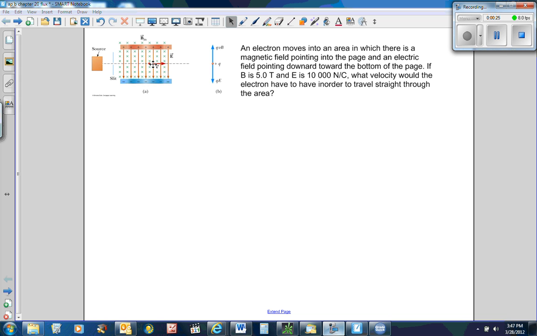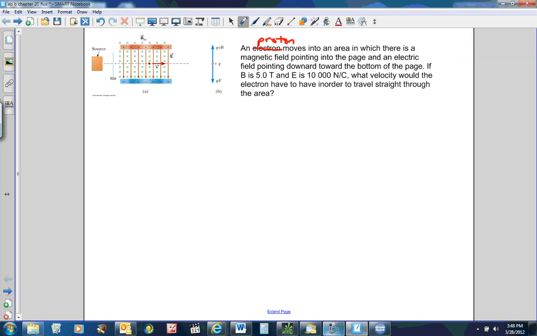So you could put your fingertips into the page, your thumb would go to the right, and your palm faces up toward the top of the page, meaning that the magnetic force would put a force, and they have it here, QVB, upward on that electron, or I'm sorry, this should not be electron, this should be proton.